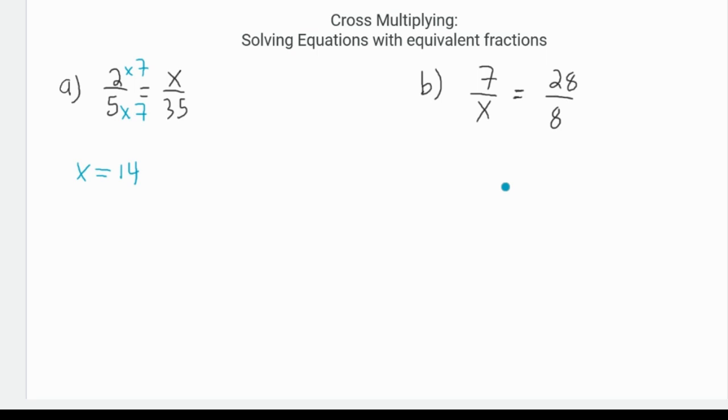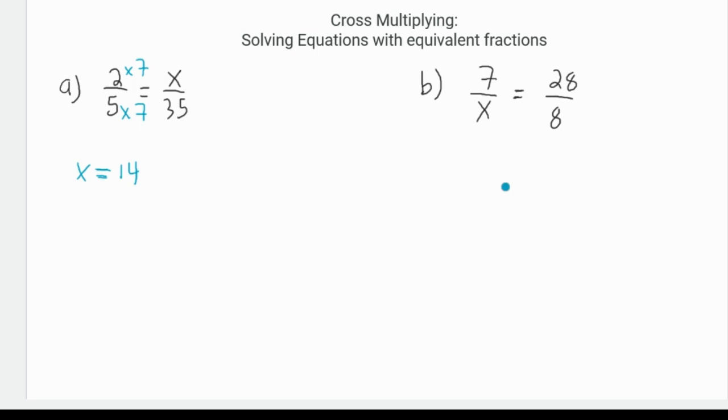And if you even wanted to check this, you could say, okay, 2 divided by 5, if we use a calculator, I think that would end up being 0.4. And over here, if we did 14 divided by 35, that would also equal, I believe, 0.4. So now we know, okay, x equals 14.